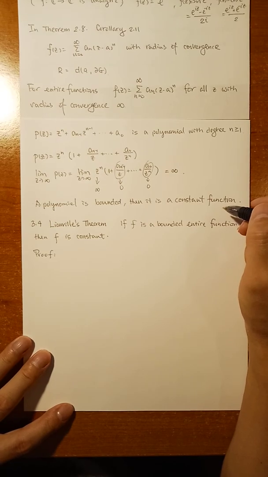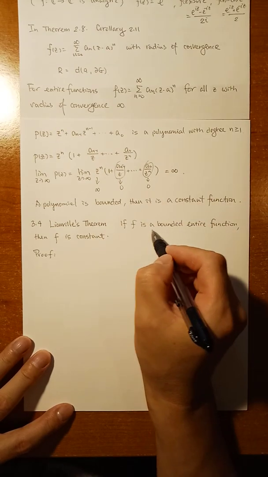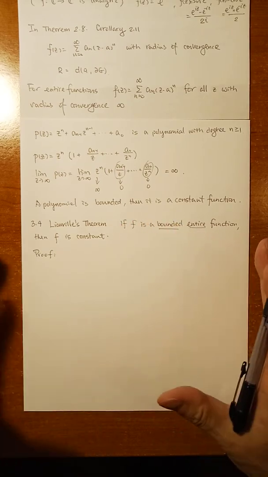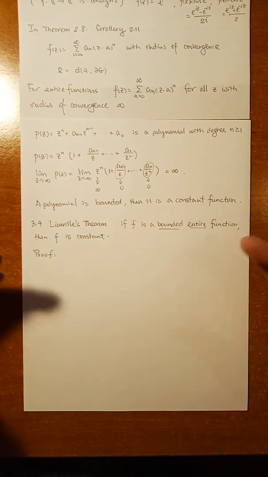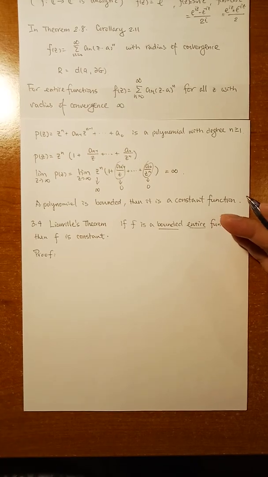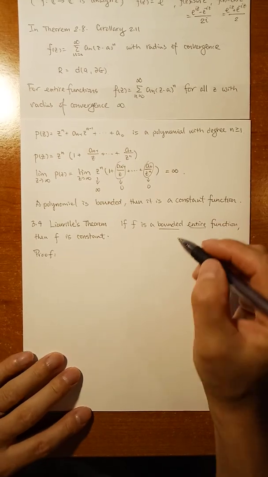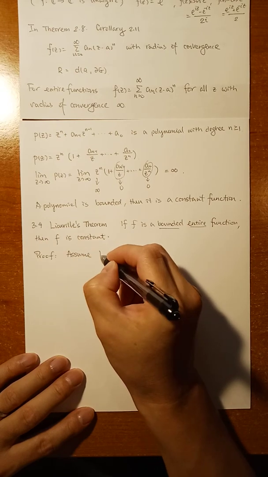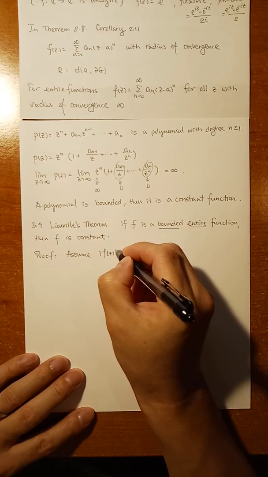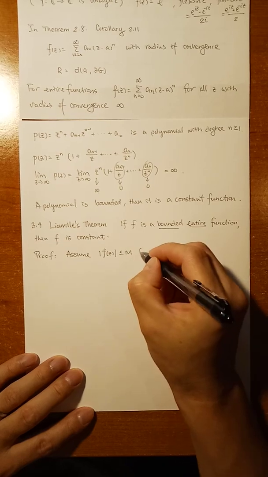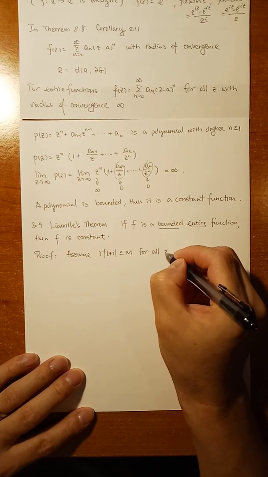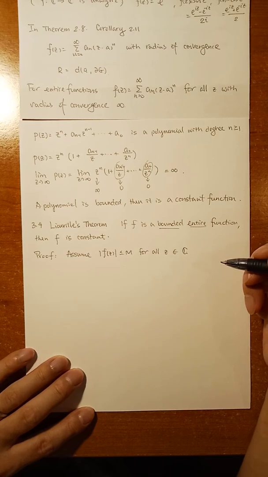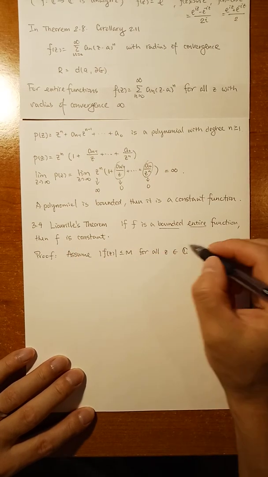Okay? It has to be bounded, and it has to be entire. Of course, we have a lot of functions that are bounded and analytic, but not entire. All right? Okay, it's bounded, so assume the modulus of f of z is less than or equal to M for all z in C. It's bounded. We're going to show it's a constant.